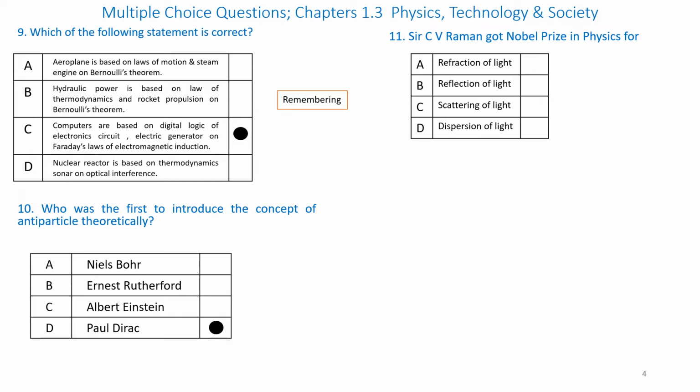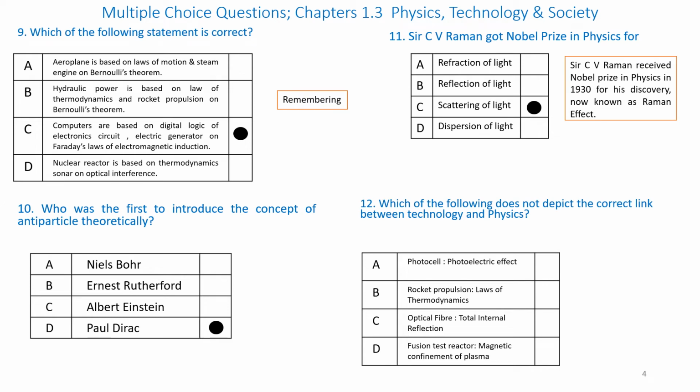Question number 11. Sir C.V. Raman got Nobel Prize in Physics for choice A. refraction of light, B. reflection of light, choice C is scattering of light, and choice D is dispersion of light. So you have to remember that Sir C.V. Raman received Nobel Prize in Physics in the year 1930 for his discovery now known as Raman effect, and it is about scattering of light. So you mark C as the correct answer.